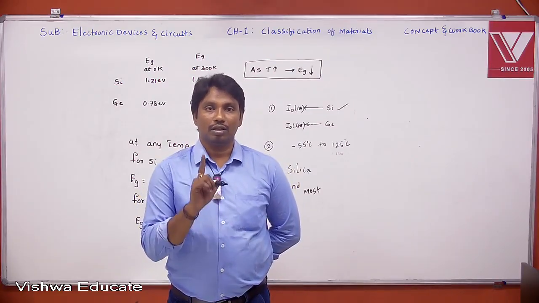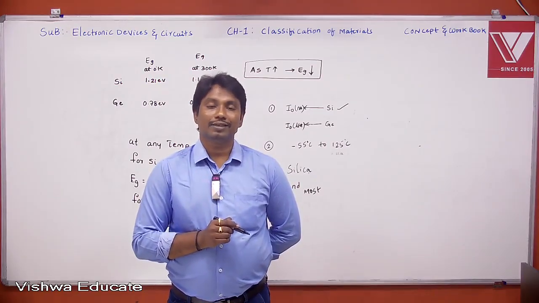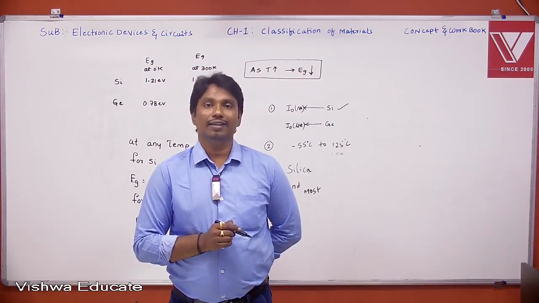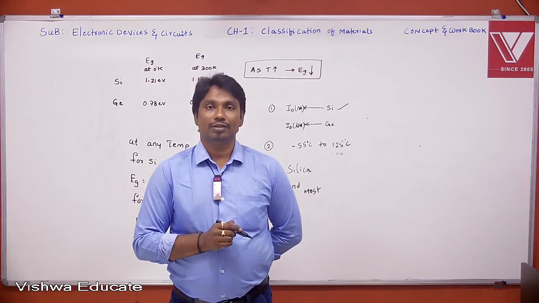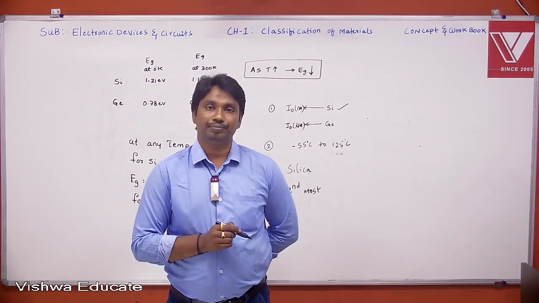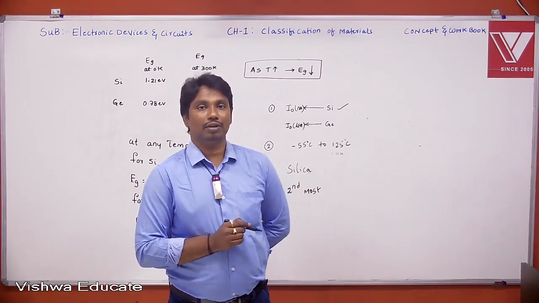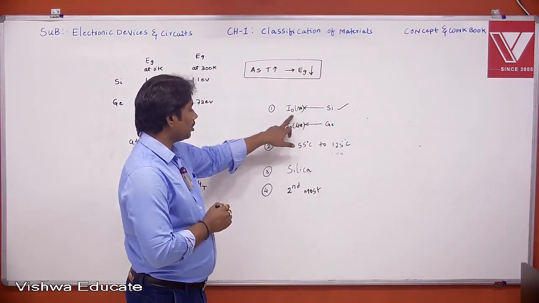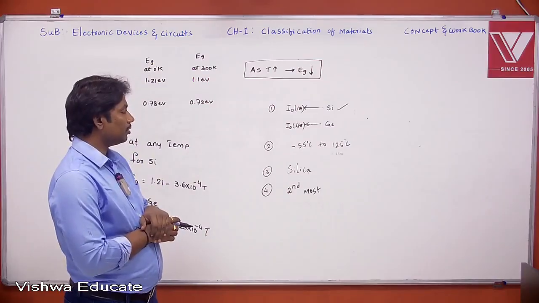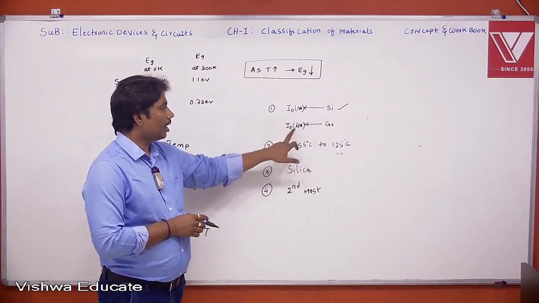Because the first point, silicon has less leakage current since it has high energy gap. For silicon, I naught in nanoampere. For germanium, I naught in microampere.